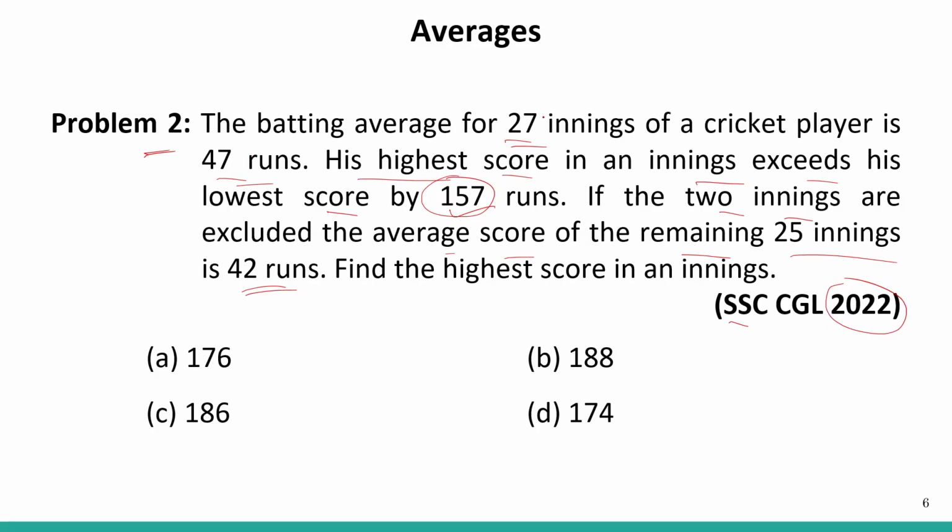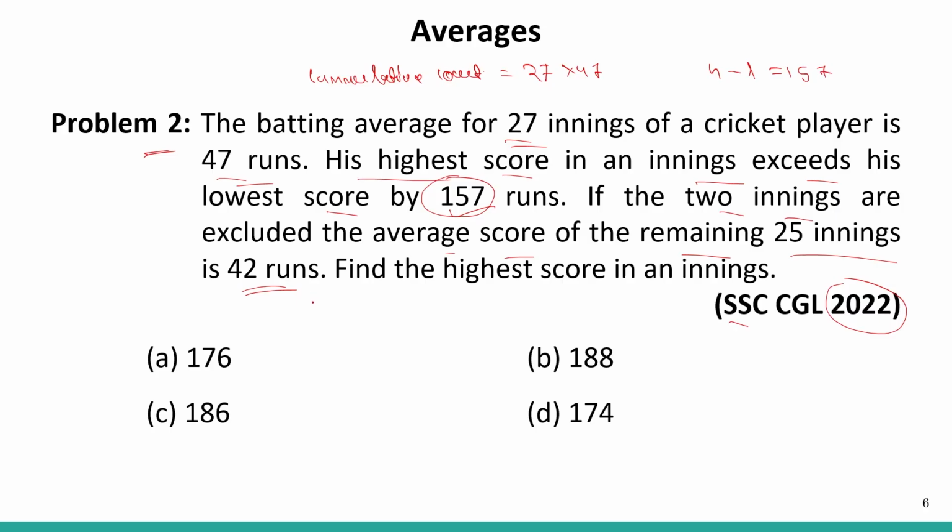Okay. Batting average of 27 innings is 47. So cumulative count will be equal to 27 into 47, right? So what we can see next is his highest score in an innings exceeds the lowest by 157 runs. Let his highest score be H and lowest be L. So H minus L is equal to 157, is given to us. If the 2 innings are excluded, the average score of the remaining 25 innings is 42 runs. Then find the highest score in an innings.